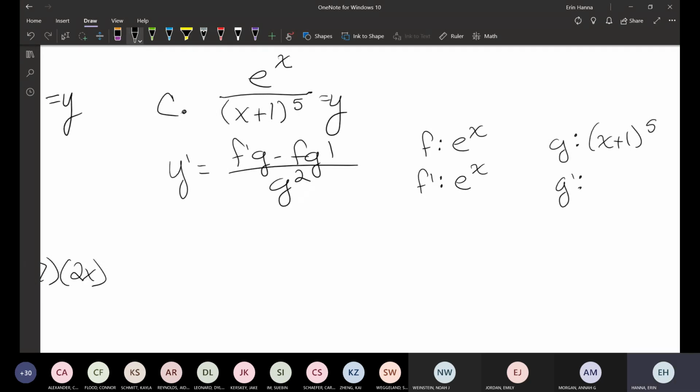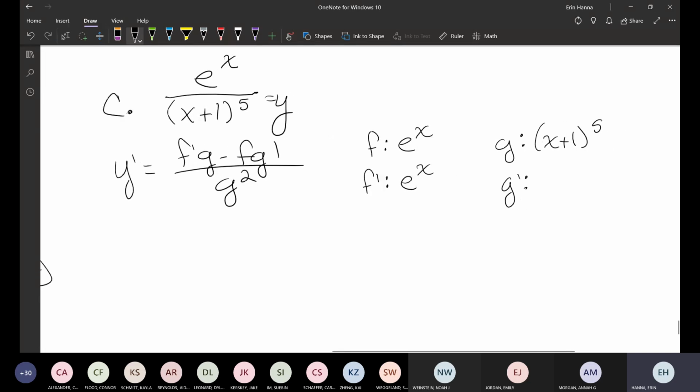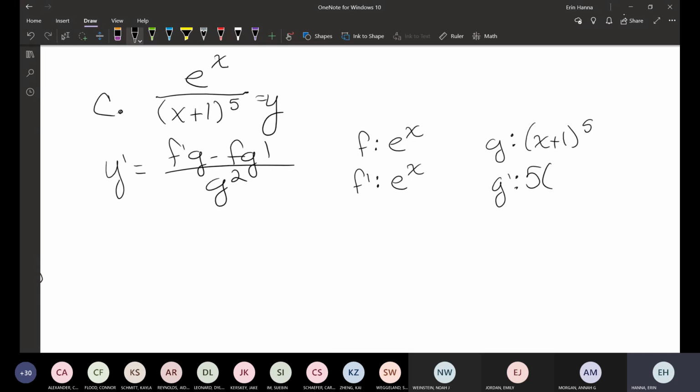Derivative of e to the x is e to the x. Since it's not anything more complicated than an x, we don't need a chain rule. Here we do need a chain rule for the x plus 1 to the 5th because x plus 1 is quote unquote more complicated than x. So the outside function here is essentially that 5th power. So we do the power rule, bring the power down, subtract 1 from the power, but that inside stays the same. Then we have to multiply by the derivative of x plus 1.